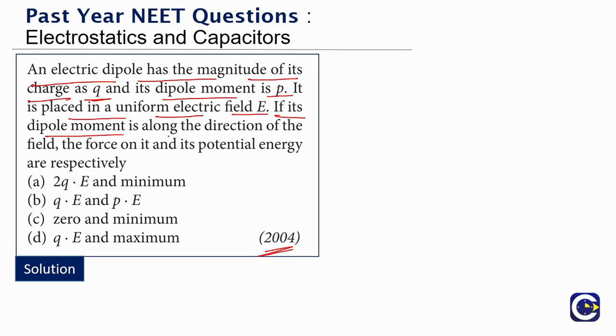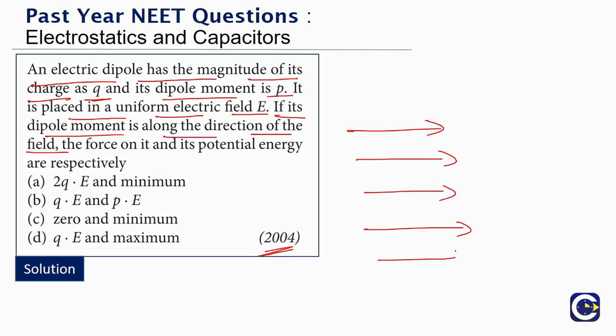If its dipole moment is along the direction of the field, means what? Here they are saying it is a uniform electric field. Let us say the electric field is like this, towards the right side. This is a uniform electric field. How do we generally represent the uniform electric field? By parallel lines having equal separation.